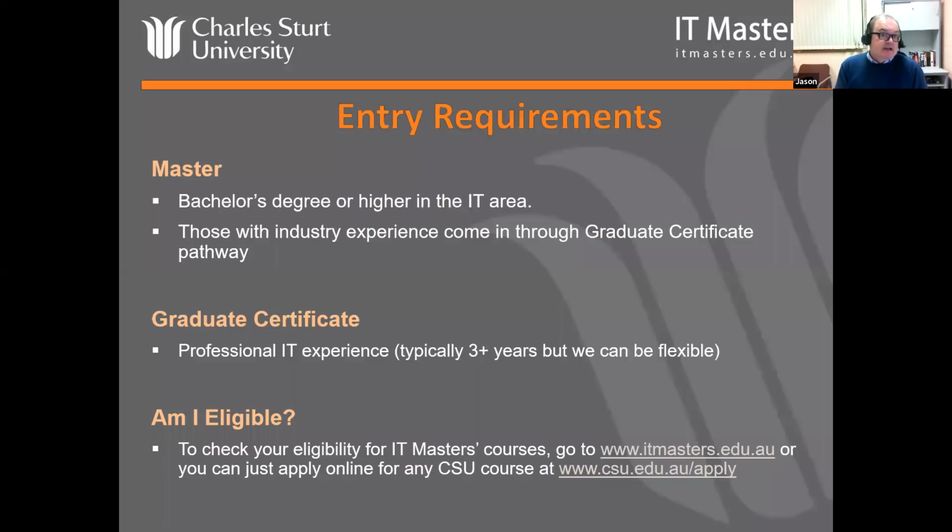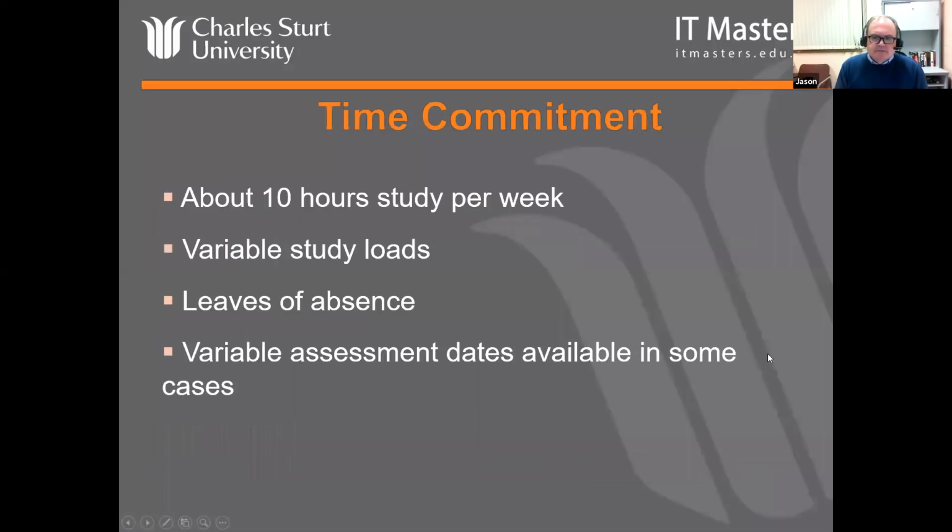If you'd like to know whether you might be eligible, you can go to the web address there, itmasters.edu.au, and fill out what's called an eligibility form. And you can also talk about or enter the various certifications that you have and find out if you might be eligible for credit. So that's like a pre-assessment. You can also go straight and apply, csu.edu.au/apply, and obviously you'll find out about eligibility and credit as part of the application process.